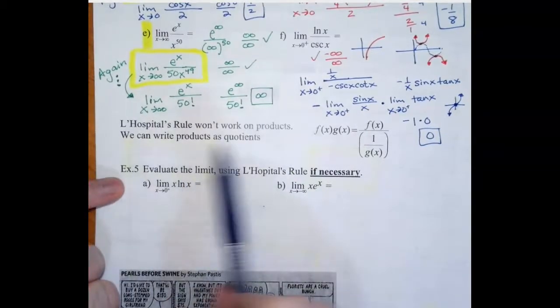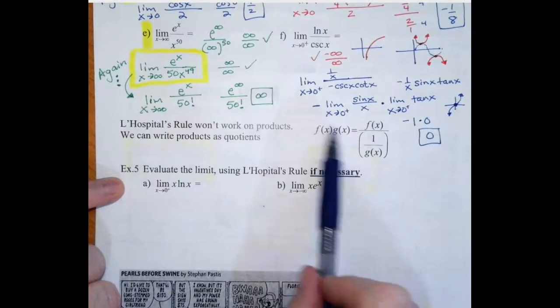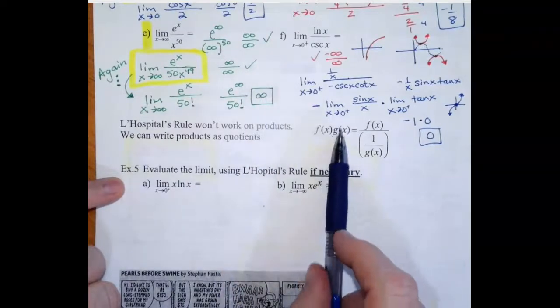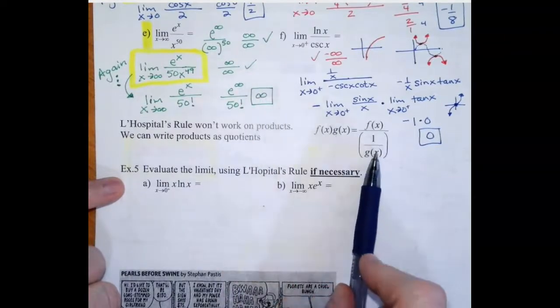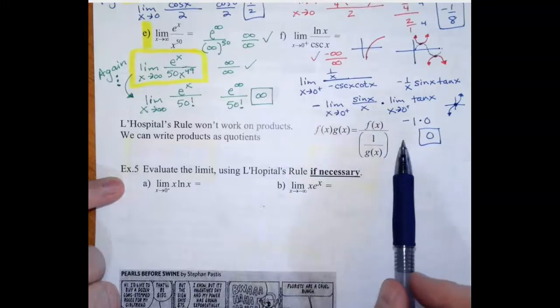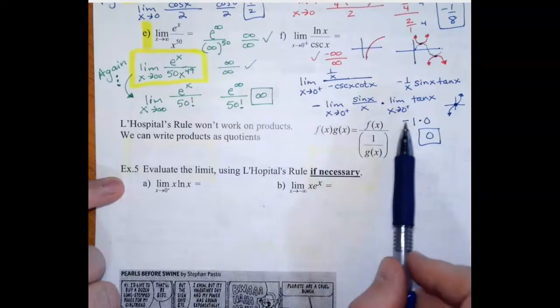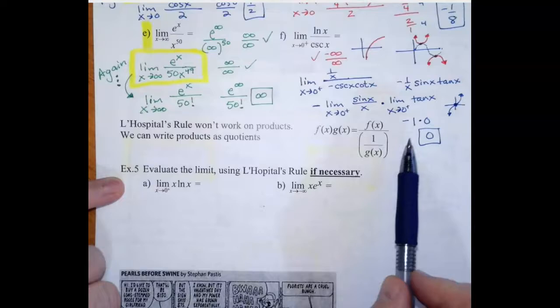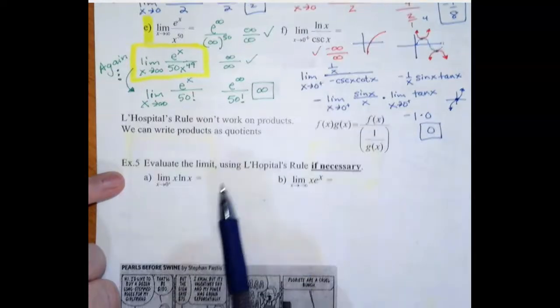Okay, so what we can do if we have a product and it gives us the 0 situation is we can rewrite it as a quotient. Right, so this is a complex fraction. If we multiply by g of x over g of x, then we would get back here.